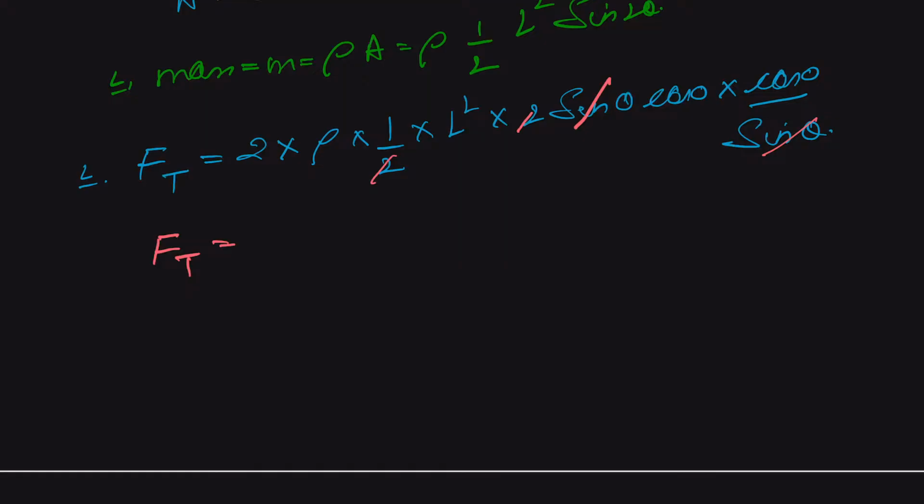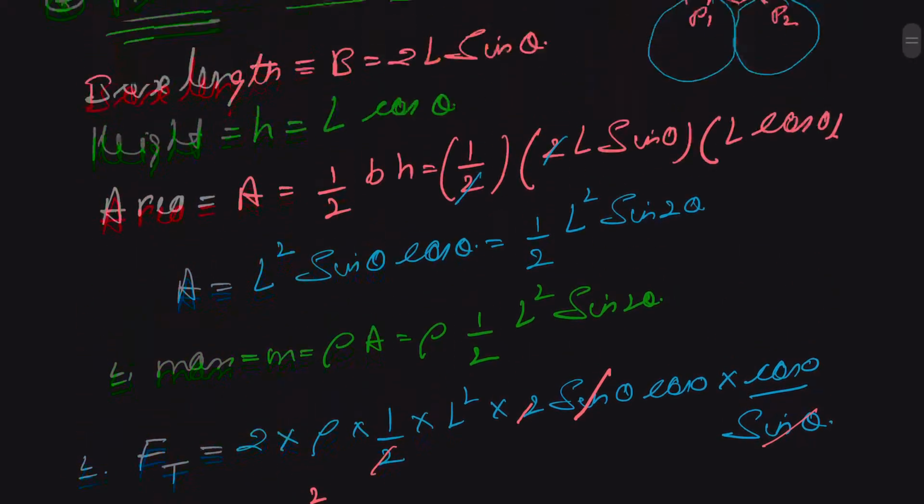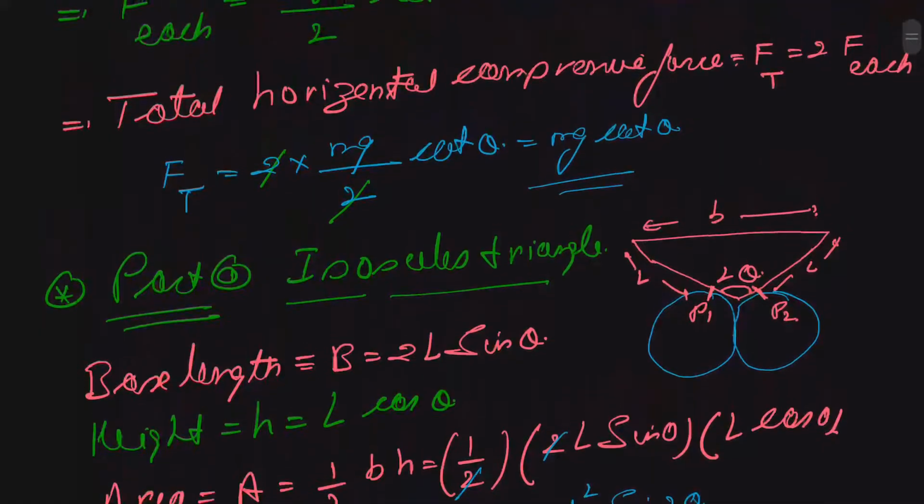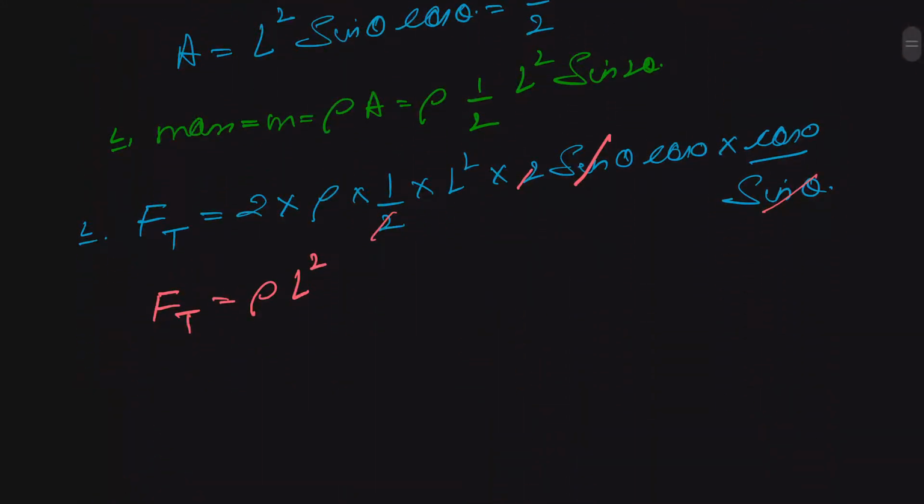will be equal to our, this is our rho L square, and something is missing, G is missing, and let me put it here, multiply by G, rho L square G, and we have cos square theta. So this is the total compressive force in our first case.